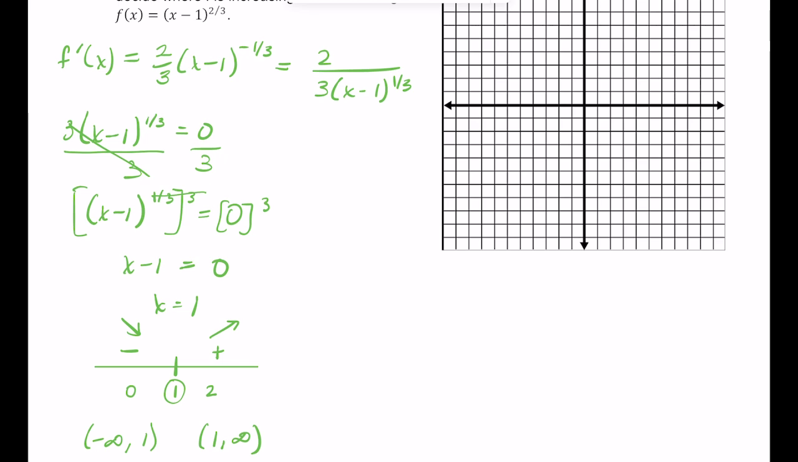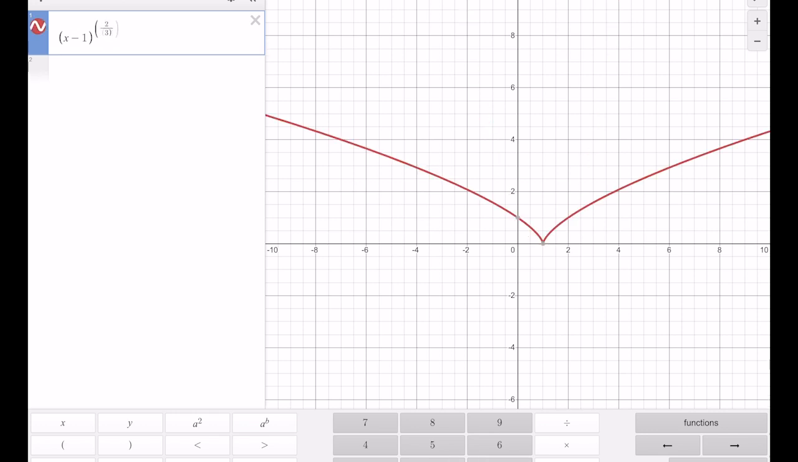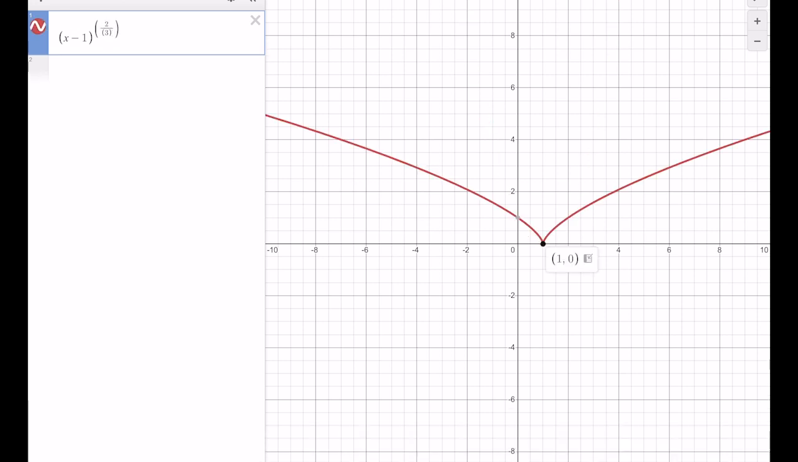Okay, and we don't have to graph that by hand. But if we were to graph it on Desmos, you'll see. So if I type in my original function, x minus 1, and then to the 2/3 power, okay, you can see here that the graph hits the x-axis at 1, right? You can see if you read the graph from left to right, from negative infinity to 1, the graph is decreasing, as we said, and then from 1 to positive infinity, the graph is increasing.